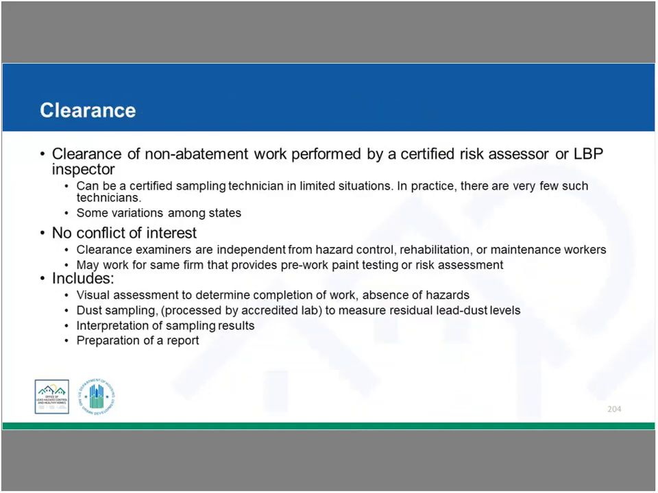Okay, so after any lead hazard work is conducted, such as the paint stabilization, we need to make sure that clearance is achieved, and we also need to provide a notice to the occupant. So paint stabilization is considered a non-abatement type of work. So since we're doing paint stabilization on Subpart K, the clearance can be done by either a certified risk assessor or a lead-based paint inspector. You can also have a certified sampling technician also conduct this work.